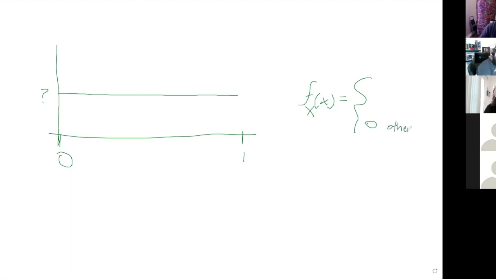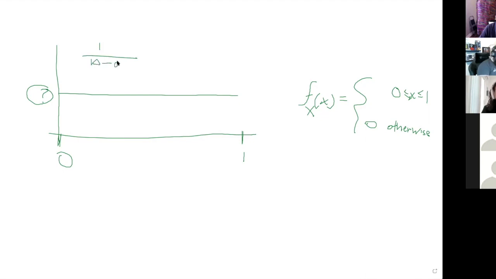The PDF is going to be 0 for any values outside of 0 to 1. And between 0 and 1, what's going to be the value that we have over here? 1. How'd you get that? 1 over b minus a. Yeah, 1 minus 0 is 1, and 1 over 1 is 1.